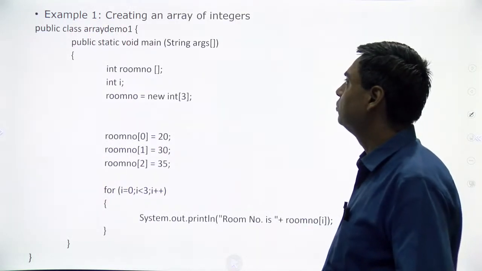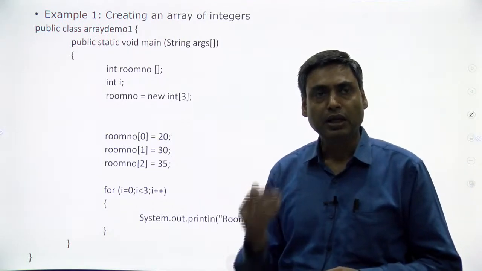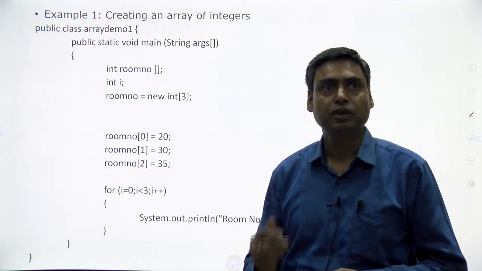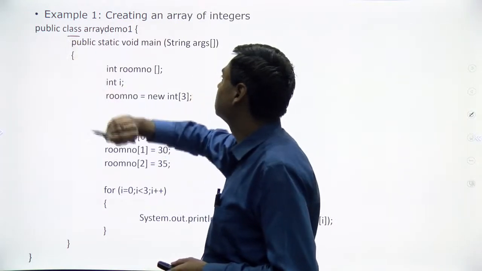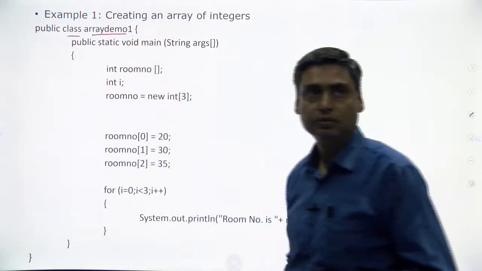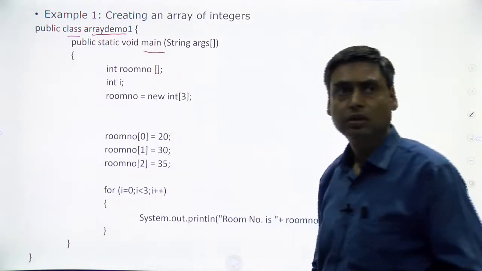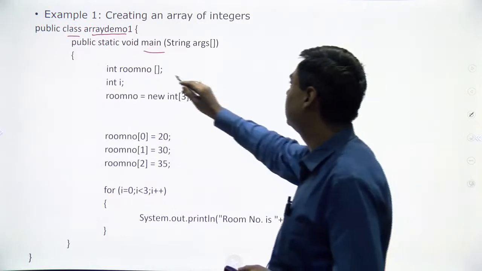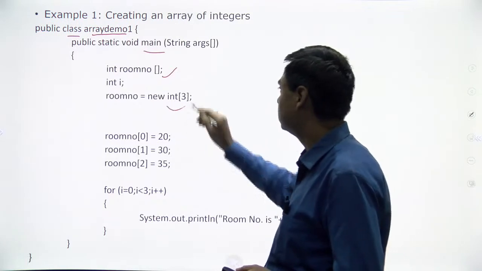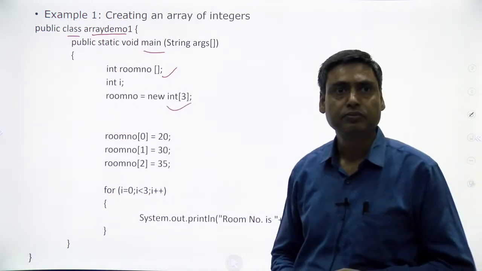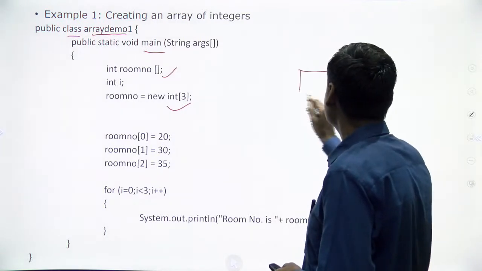I am going to discuss this with an example. To define any program in the Java language, first of all we have to start with a class. So we have a class name here. Then we have a main method. Now here you can see we have declared an array, then we allocate memory to this array of type int with 3 integers.